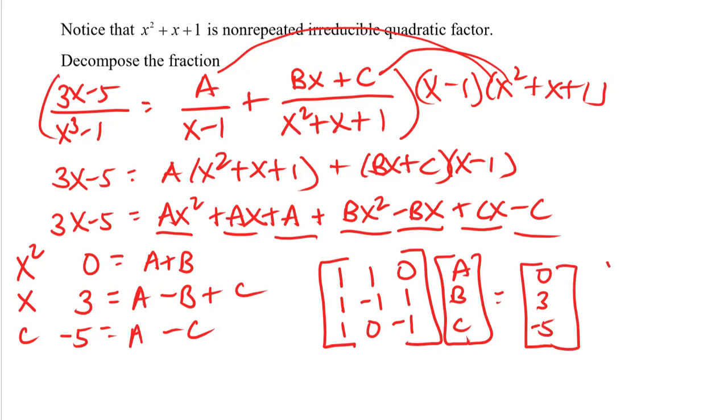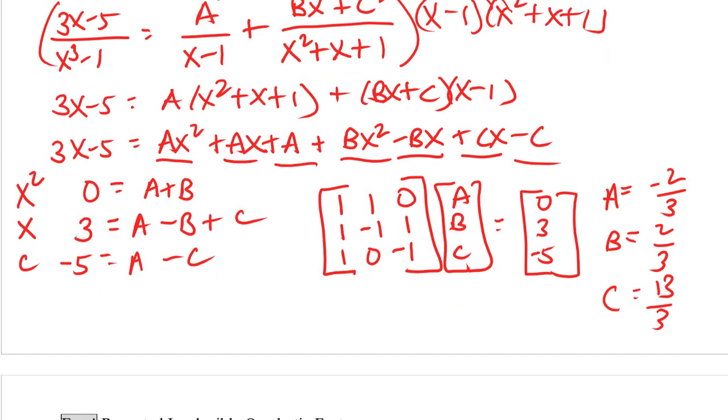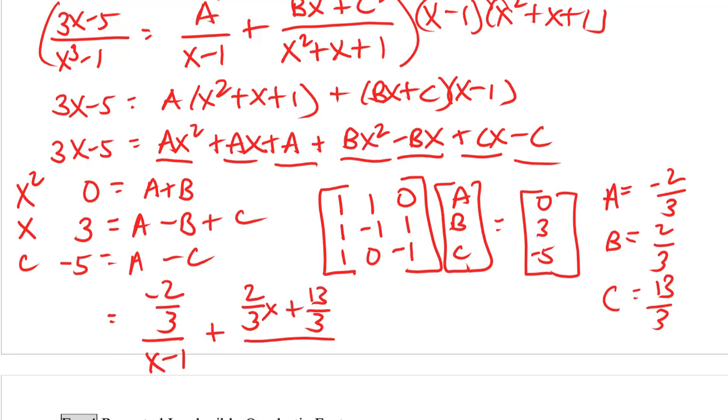The solutions will tell me now that a equals negative 2/3, b equals 2/3, and c is equal to 13/3. Not the prettiest solution I've ever seen, but it is okay for these coefficients to go in as fractions. So our final answer is going to look like this: negative 2/3 over x minus 1 plus 2/3 x plus 13/3 over x squared plus x plus 1.